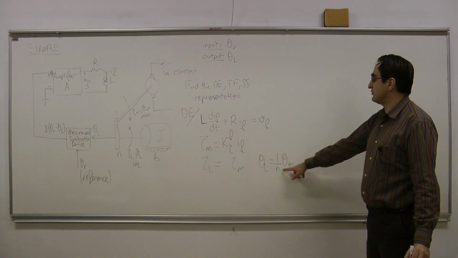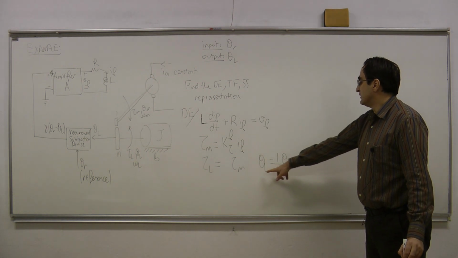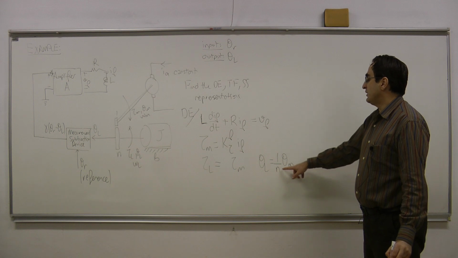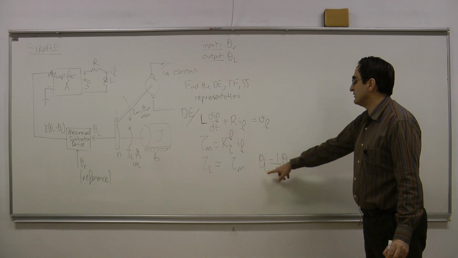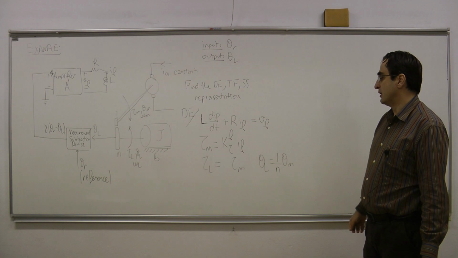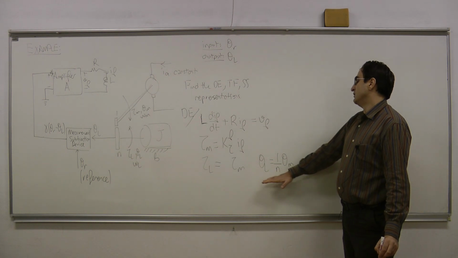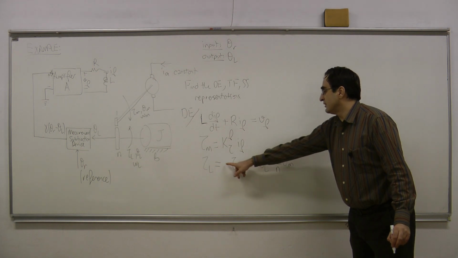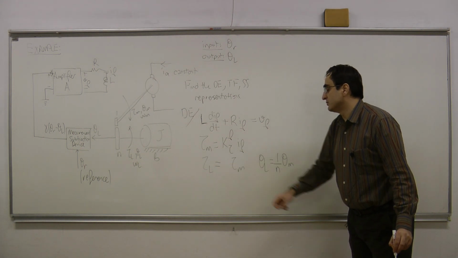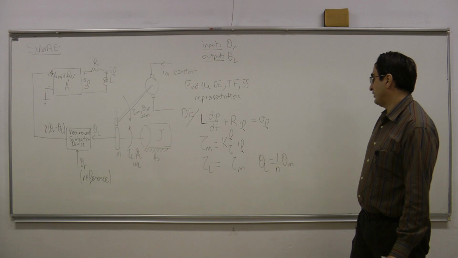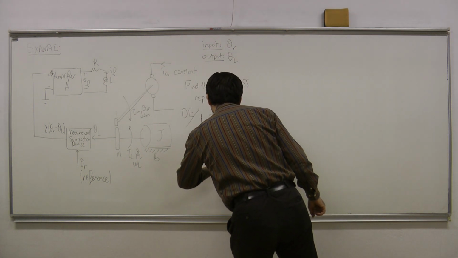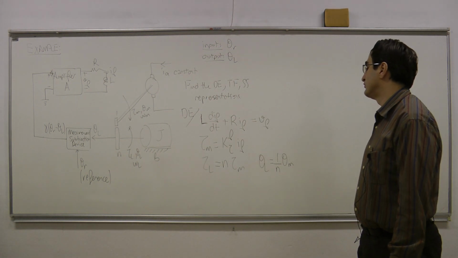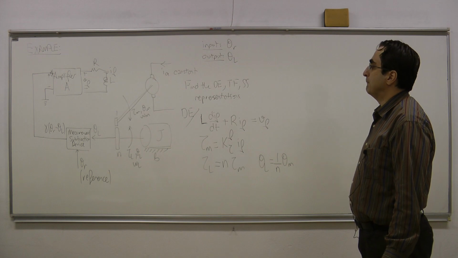If n is larger than 1, then theta L is smaller. If n is smaller than 1, then theta L is going to be larger. And once I put the coefficient for the thetas here, then what I can do is I put the reverse coefficient into the torque equation. So I would have just this n coefficient in front of tau m.